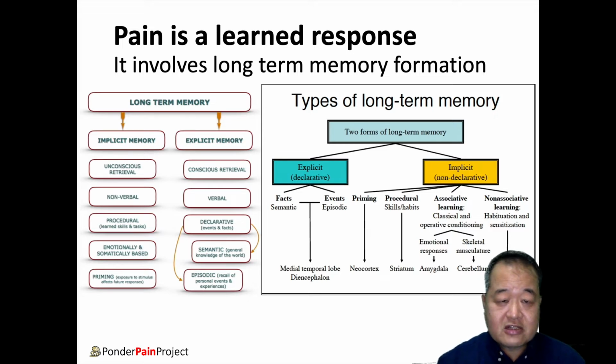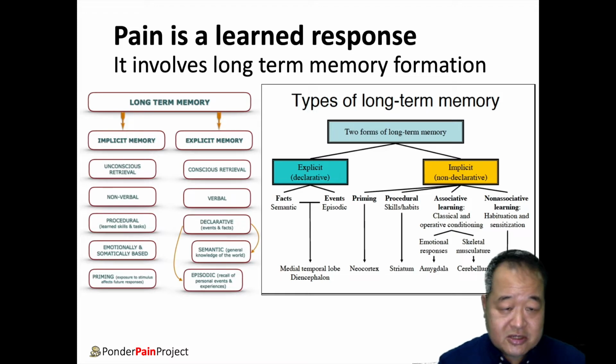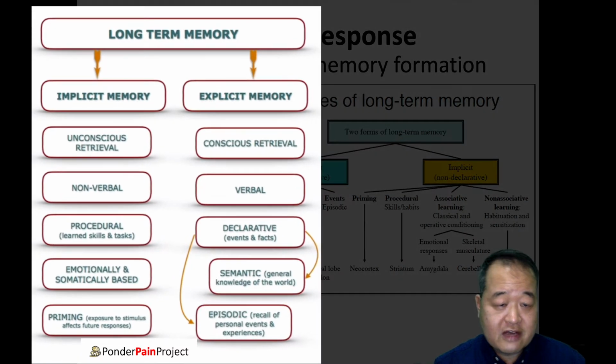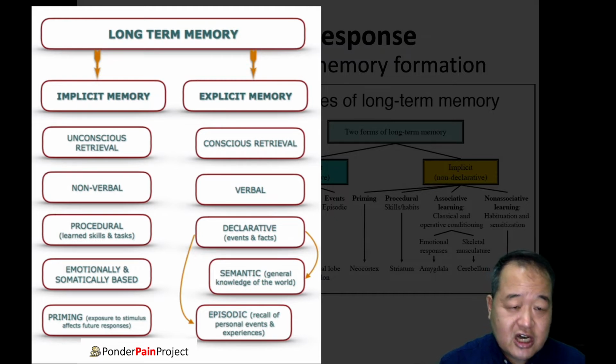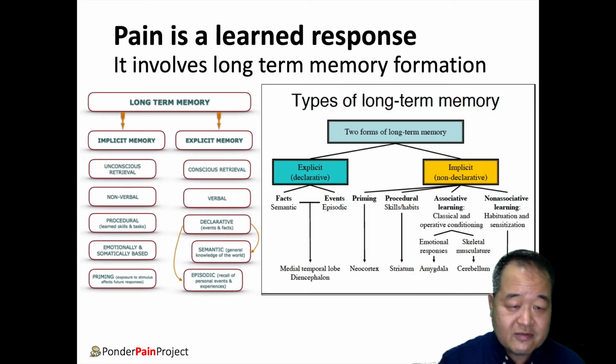And so if you look at long-term memory formation, if you look at some of the research in terms of long-term memory, we really realize that it's broken down into two types of memory. There's implicit memory and there's explicit memory. So if we look at the chart on the left, we start to see implicit memories are those unconscious memories that occur, whereas explicit are those conscious memories that we can retrieve.